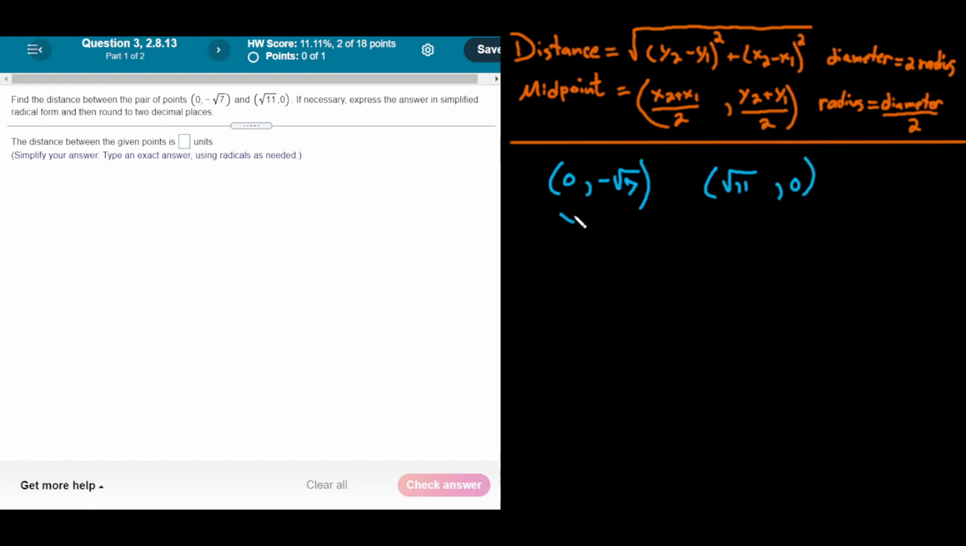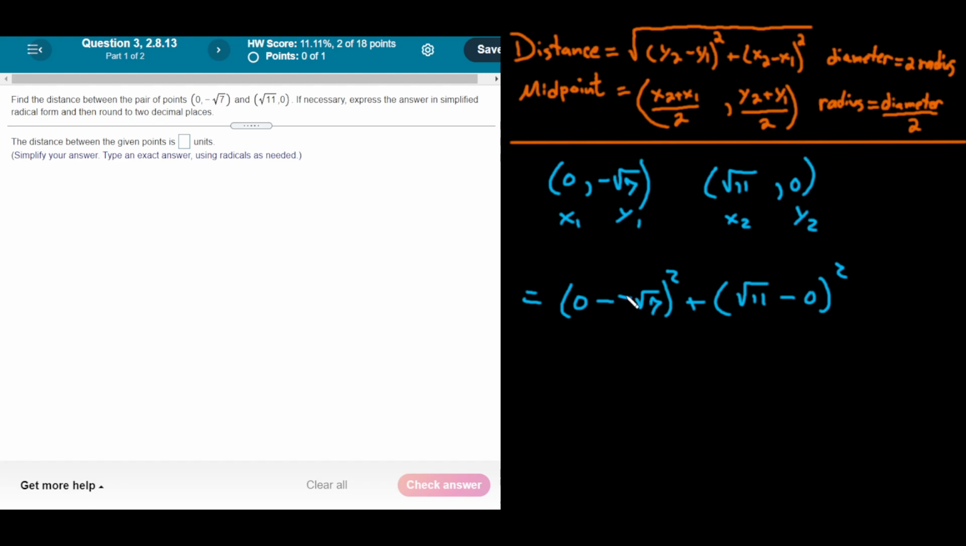Okay, always label x and y, x1, y1, x2, y2. So you know what comes next. We have y2 minus your y1. Now, when you subtract the negative, you know that's going to be positive, right? Plus x2 minus your x1, which is 0, squared.